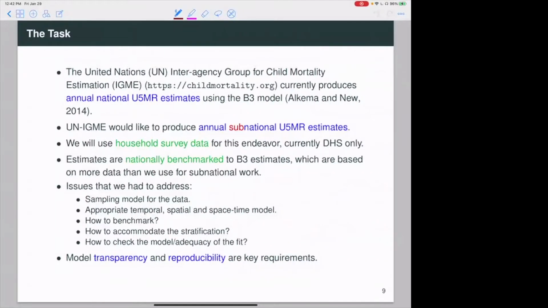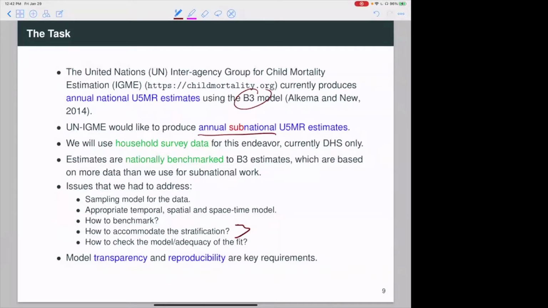As I mentioned, the UN IGME does these national estimates through the so-called B3 model. That's B-spline, Bayes, and bias corrected. That model smooths over different data sources over time and produces national estimates only. So what we want to do is annual subnational estimates. We've got a bunch of questions that we'd like to address here. What sampling model should we use for the data? How do the UN want us to benchmark to the national estimate, and how should we do that? What kind of space-time smoothing models, and how do we account for the design as well? I'm going to talk a bit about that today.